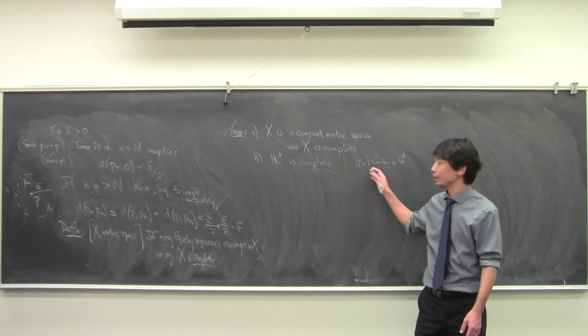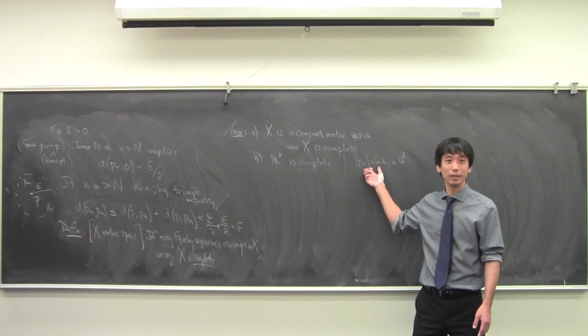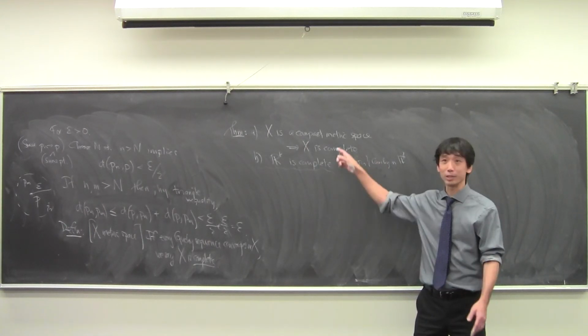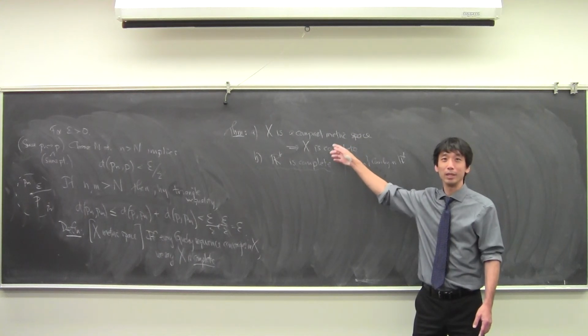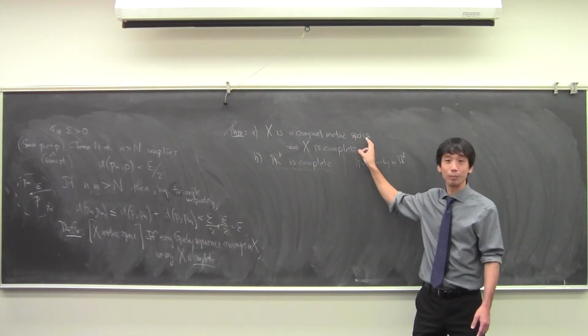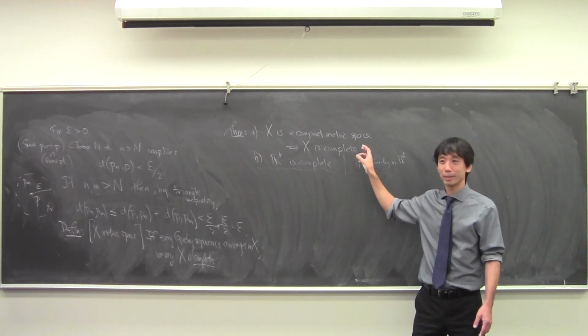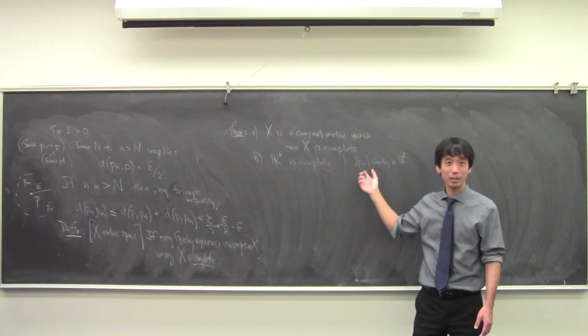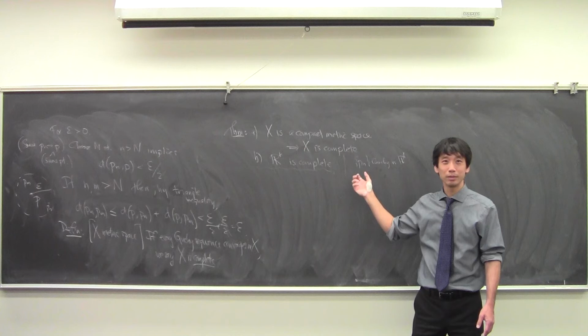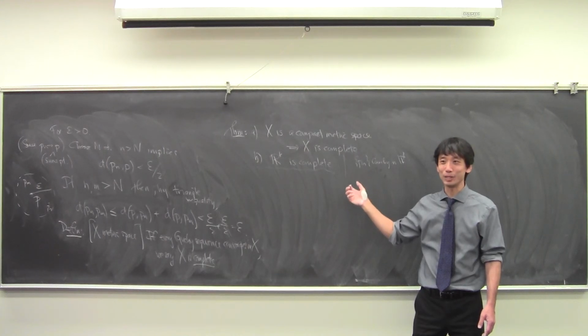Suppose we can show that the Cauchy sequence is bounded. Then it would be living inside of a compact metric space, and then we would just invoke part one. So is the Cauchy sequence bounded?